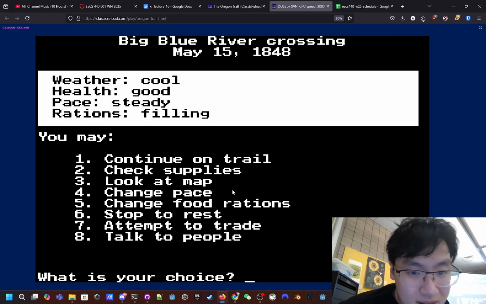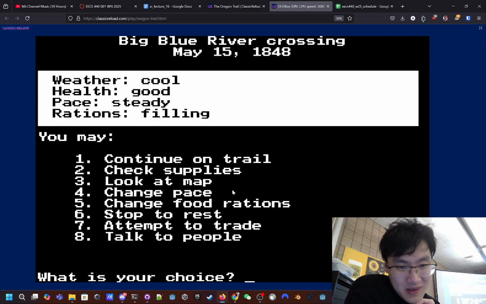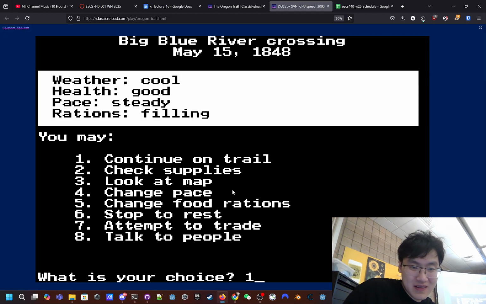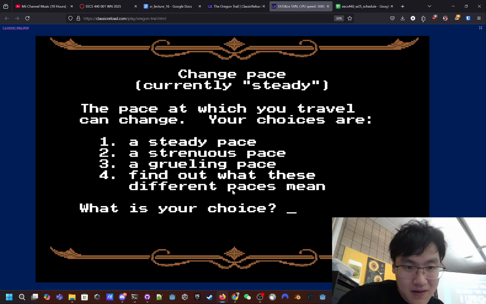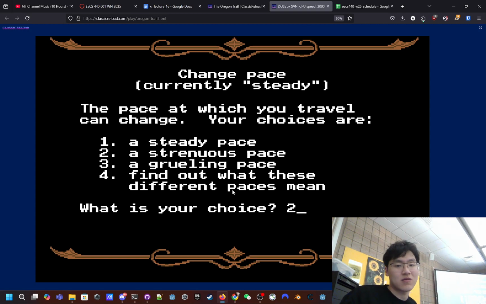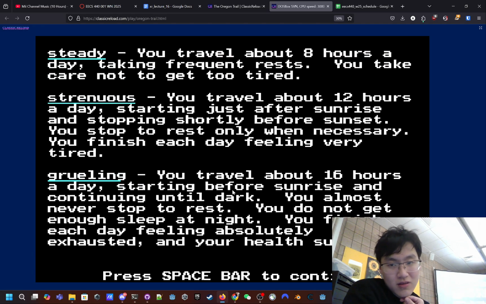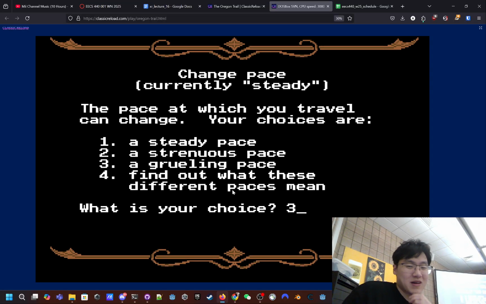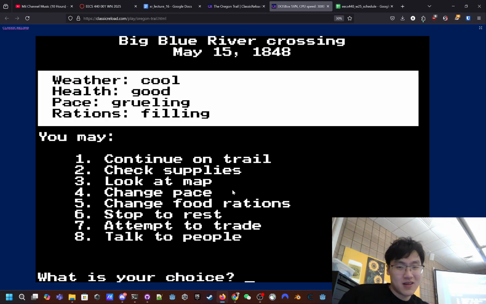And 10 minutes until Oregon closes. Okay, we have to go faster. Let's just continue. Change pace. Okay, yeah. So we should be faster. Strenuous pace, a grueling pace. Okay, let's find out what it means. 8 hours a day, 12 hours and 16 hours. Then we should go with the 16 hours, I guess, if we have so little time. And it seems like health is good, everything is good, so we should just continue.